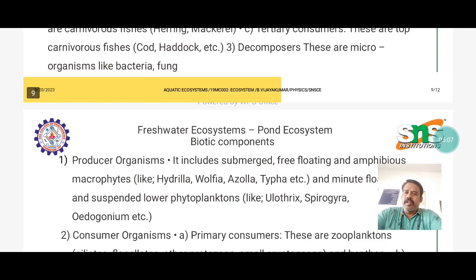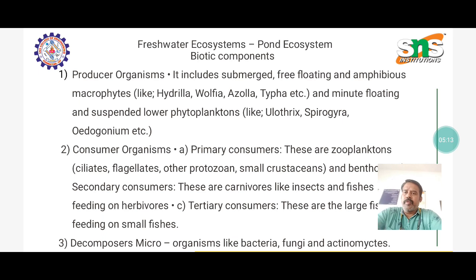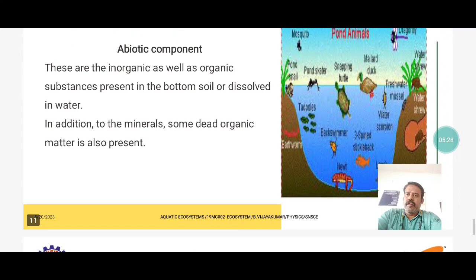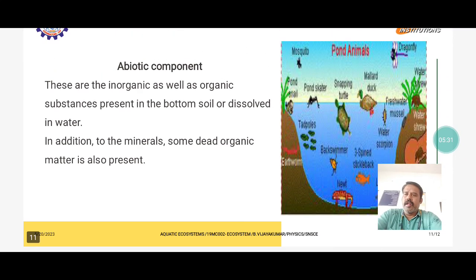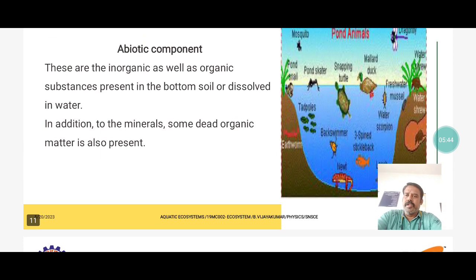The freshwater ecosystem also has biotic components, the producers and consumers. Producers are some plants surrounding the ponds. Then the second one is the consumer organisms. Then the abiotic component of the pond is the inorganic as well as organic substances present in the bottom soil and dissolved in water. So the bottom is only abiotic because sunlight does not reach there, so it acts as an abiotic formation.